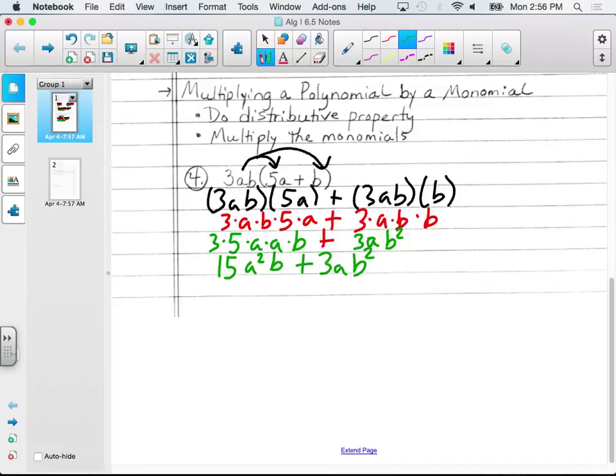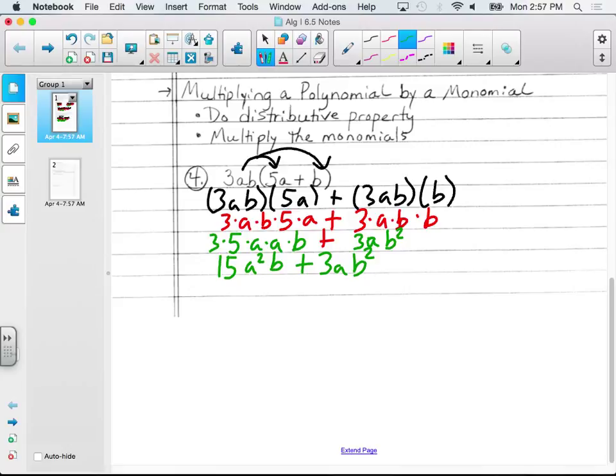a squared b, and ab squared. Can we combine those? This is confusing. Okay, I think they're confused. We're done multiplying. Are we done multiplying? Yes, so now we're looking to see, can we add these terms together because they are like terms?